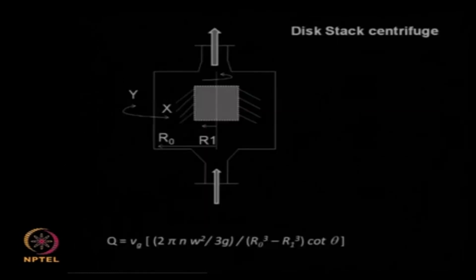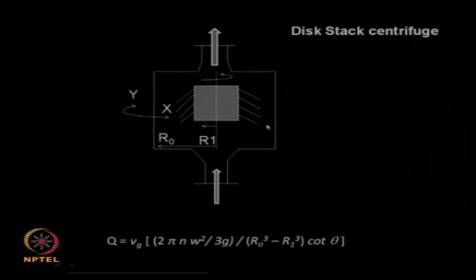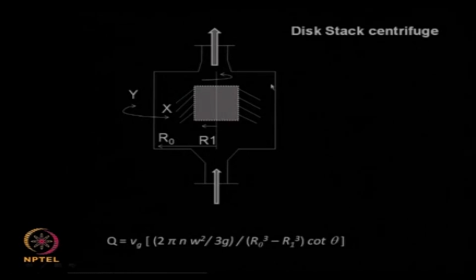Now let us look at the disc stack centrifuge. Again, I talked about it in the previous class. This contains several discs at a certain angle. So the liquid that enters from the bottom, because of these discs, gets focused towards the outer periphery of the centrifuge. The solids get stuck to the outer walls of the centrifuge, whereas the liquid turns and goes out here, and the solids are collected here.